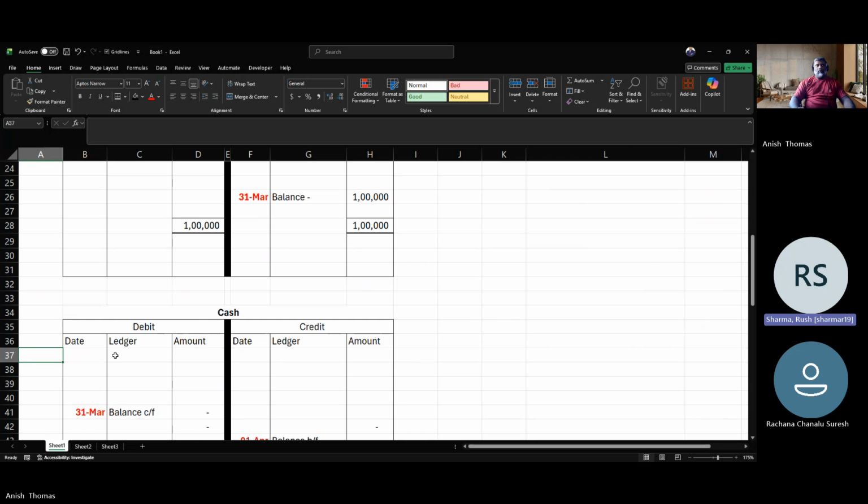Debit what comes in, credit what goes out. So here cash is going out. So should I be debiting or crediting? Crediting. Credit what goes out.